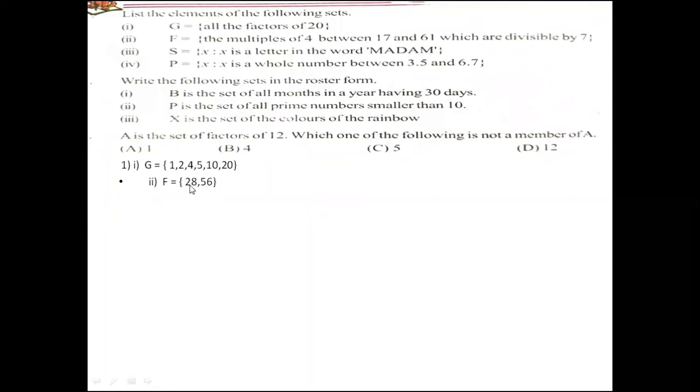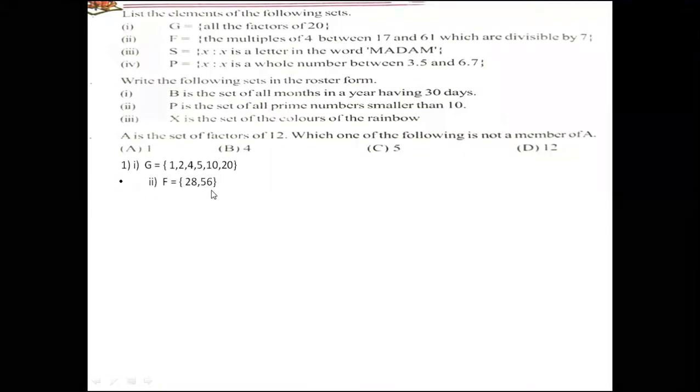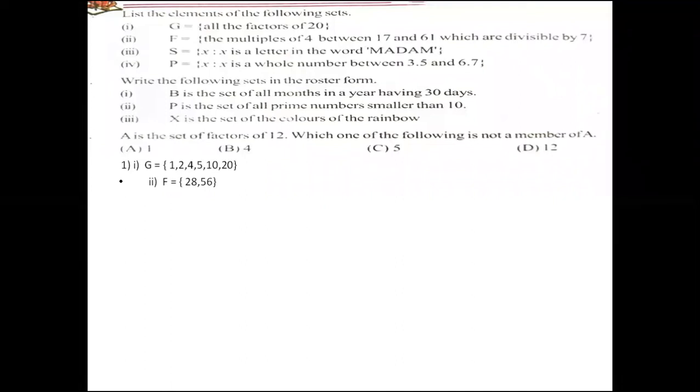28 is a multiple of 4, it is divisible by 7. 56 is also a multiple of 4 and also divisible by 7, so which are lying between 17 and 61.